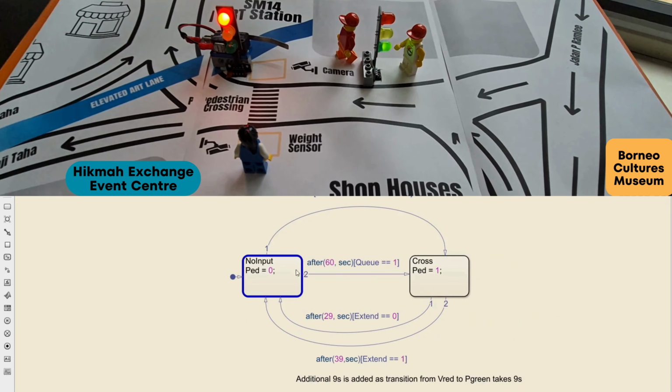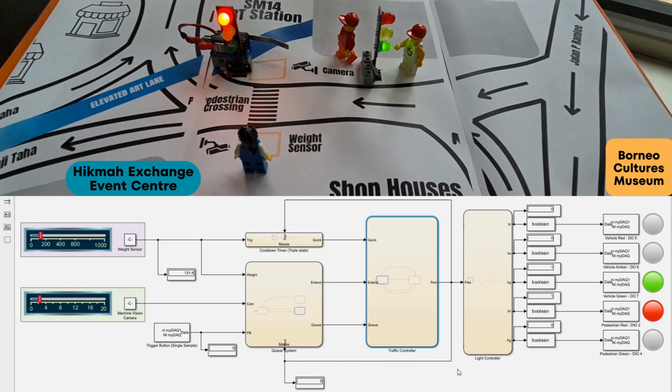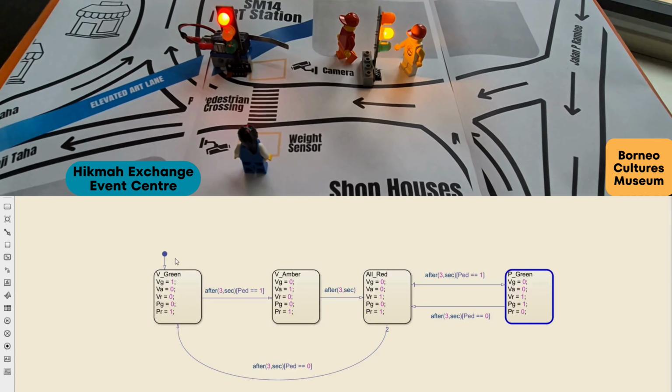And now in the traffic controller, we see that it is waiting for 60 seconds after the pedestrian button has been pressed, and then it will go into the cross mode. So if I speed up the simulation pacing to about 2 times faster, it goes into the cross mode, and in the light controller it goes from V green to V amber and then V red. So all of this takes 3 seconds each and 9 seconds total.